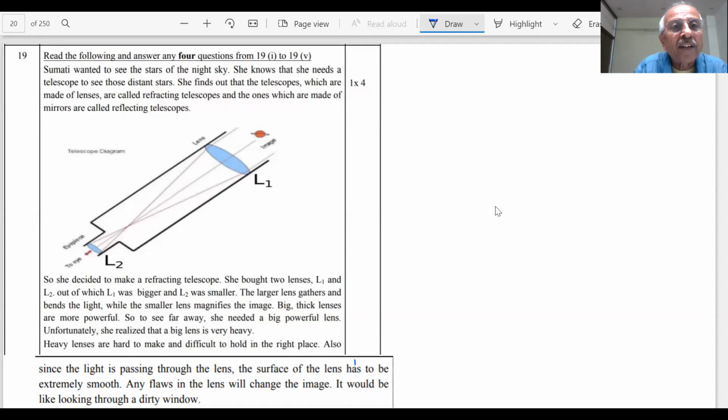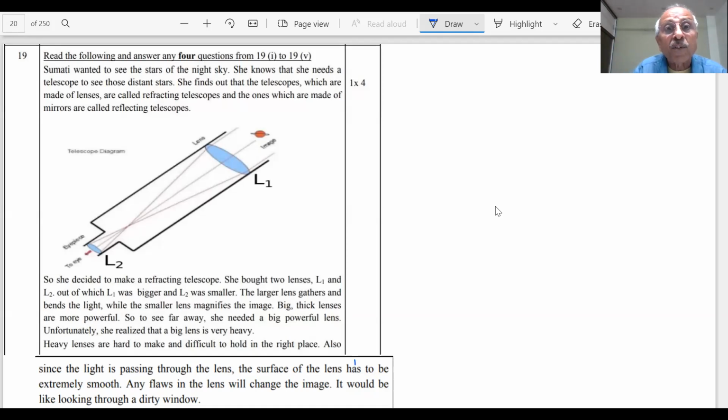Sumati wanted to see the stars of the night sky. She knows that she needs a telescope to see those distant stars. You already know, students, when you read a question, read it very carefully. And you know the telescopes are optical instruments which are used to see the distant objects. You already know about that.